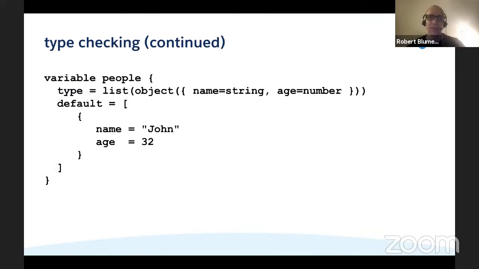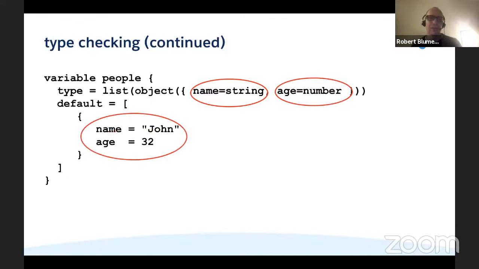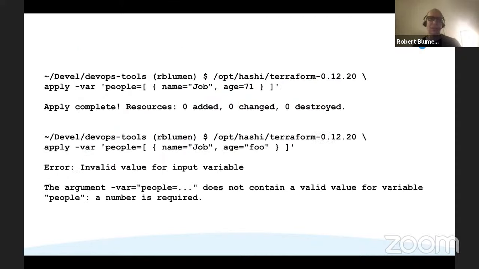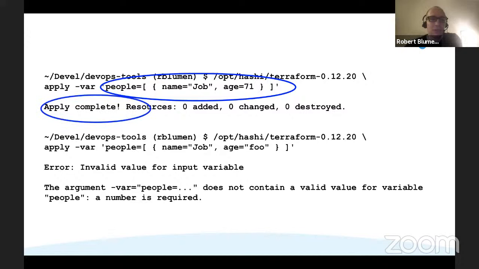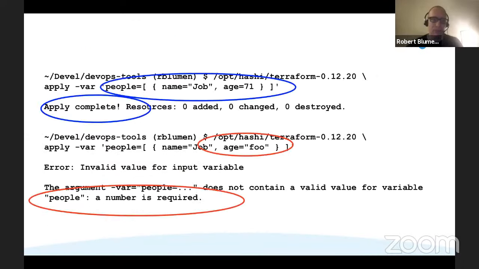Here's another, a little more involved example. The data type is a structured data type. There are two fields: name, type string, and age, type number. I'm assigning a value which is of the correct type, a string and a number. And here I'm showing you I ran some Terraform. I use a -var flag to pass a value in on the command line of the correct type, and that worked. In this case, I have made a type error where I'm passing in a string. There should be a number. Oops, went too far. And then you see it tells you a number is required. So, type checking.